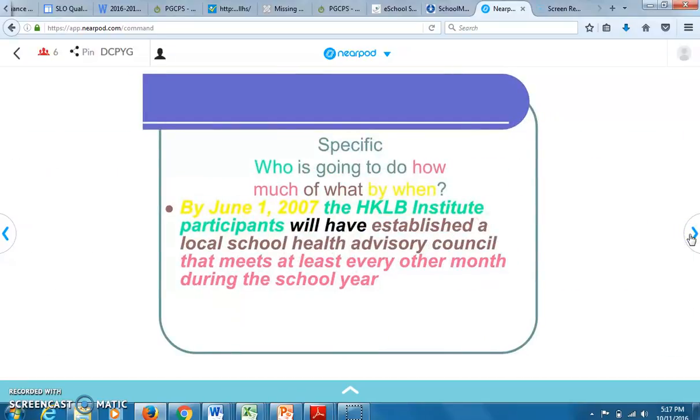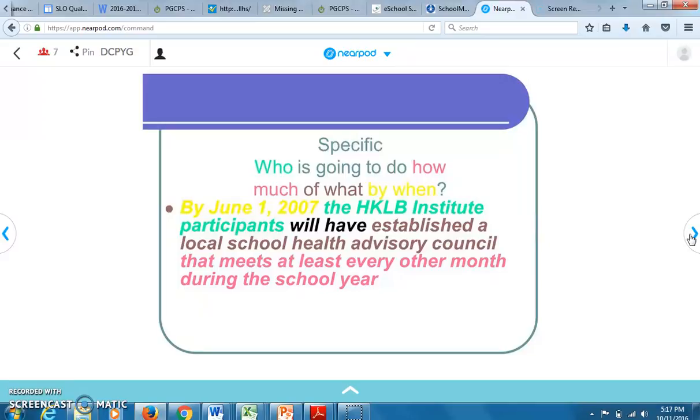This gets a little bit crazy. It says specific: who is going to do how much of what by when? So it says by June 1st, 2007. This is the by when. This is a pretty cool way to look at an objective, by the way. If you don't get anything else out of this presentation, get this one thing, just follow this slide, because it says exactly what we're looking for on how to write your objectives each time. Who is going to do it, how much of what, and by when? Well, by when is by June 1st, 2007. So by that certain date, I want them to know something else.